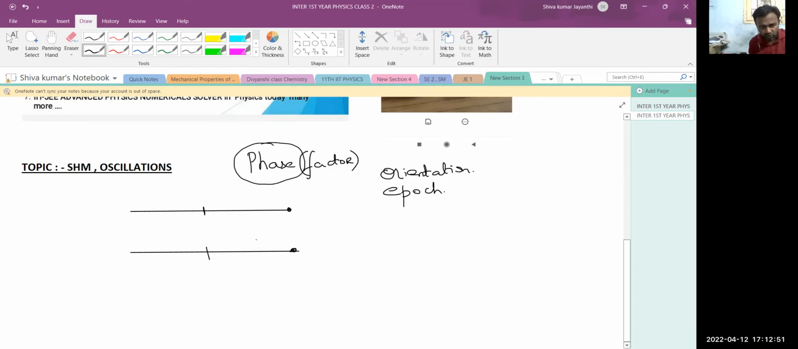Now the one which I told you is the object, the body, is starting. Where is the object starting? In this case, it starts here. This is textbook notation.